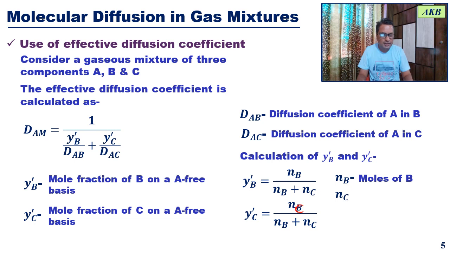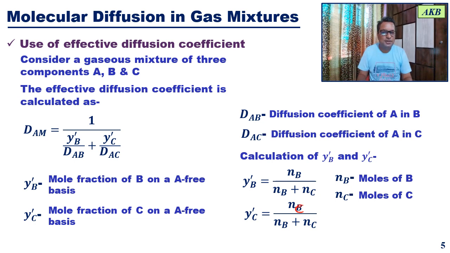Moles of C divided by moles of B plus moles of C. Moles of C divided by total moles. Mole fraction of C on a free basis. So in this way, you have to get the values for y dash b and y dash c. In general, you can get the value for y dash i, which is mole fraction of ith component on a free basis.